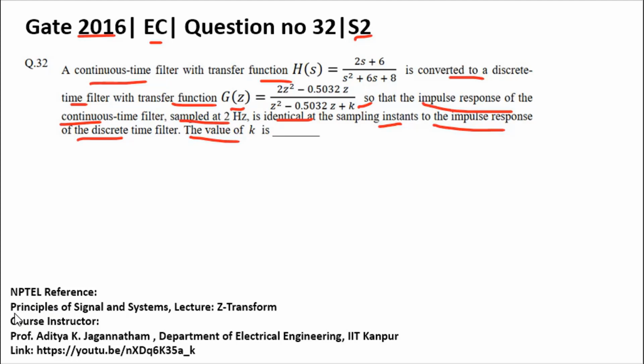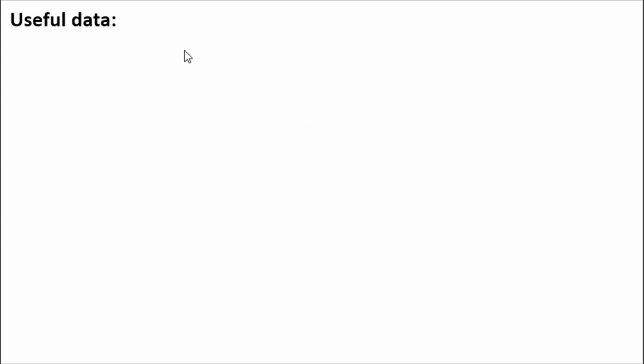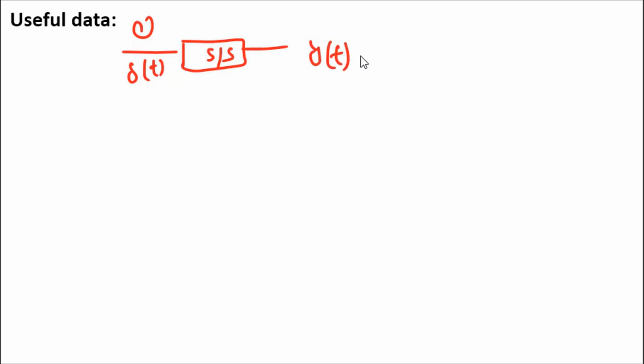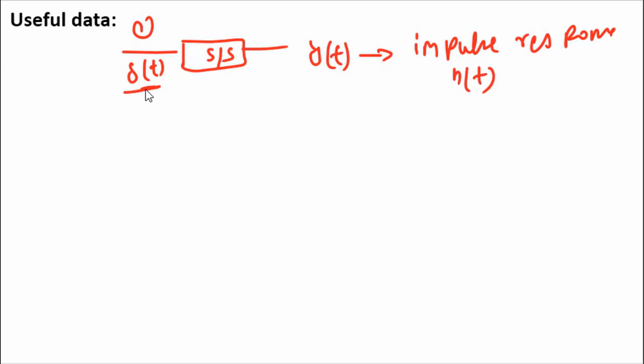The NPTEL reference for this question is Principles of Signals and Systems by Professor Aditya Jagannatham, IIT Kanpur. You can find a reference in the lecture on the Z transform. The useful data for this question: if we have a system and you apply the input as delta(t), then you get y(t) as output, and this y(t) is defined as the impulse response, denoted as h(t). So this is the first useful data for this question.